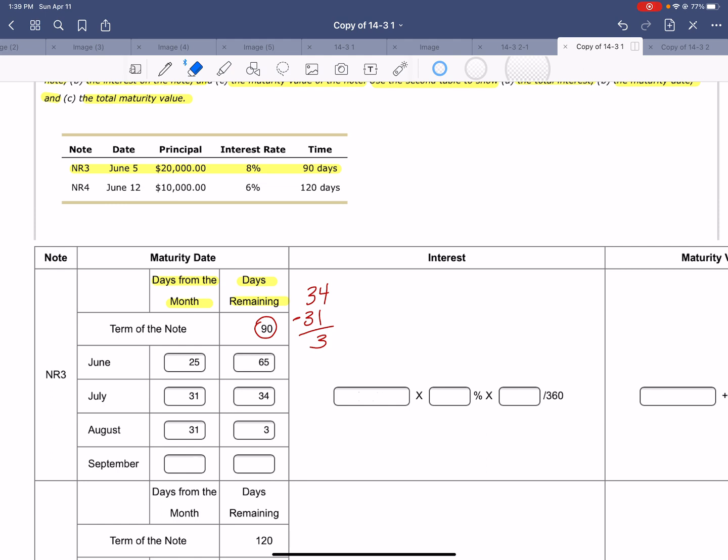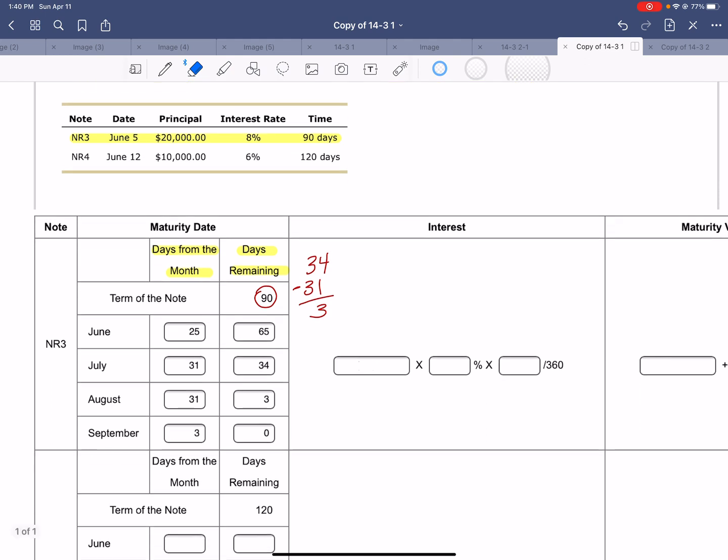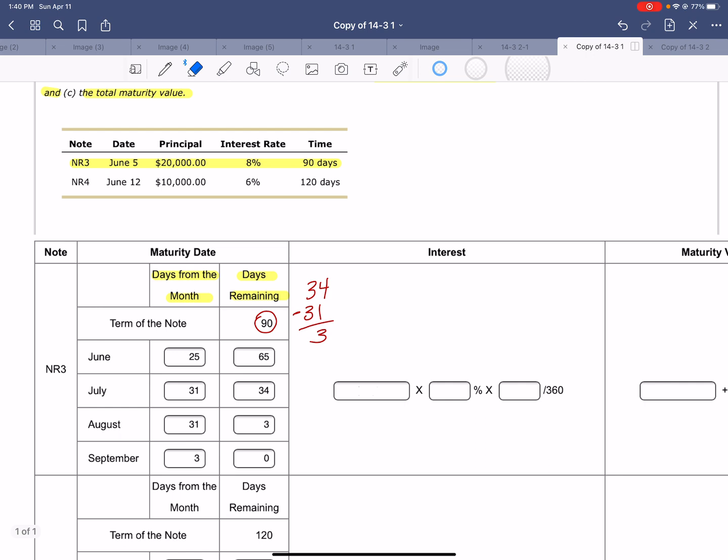Since there's 30 days in September, we're only going to use 3 of them. And that would take us down to 0 days remaining. So the maturity date of the note would be September 3rd.